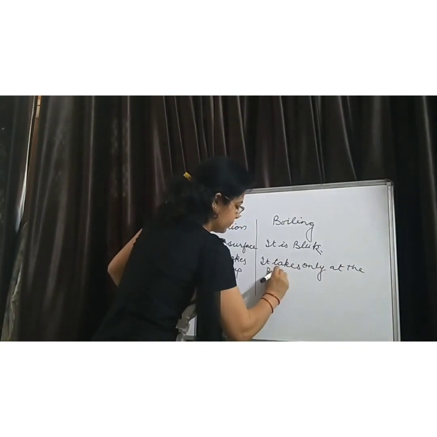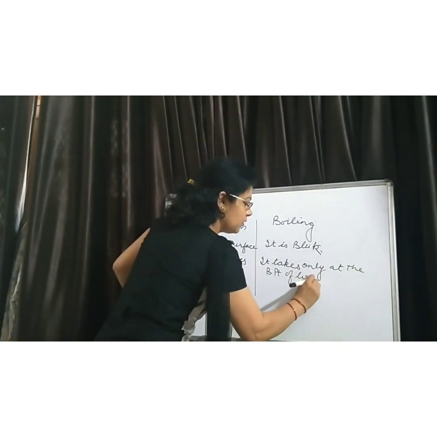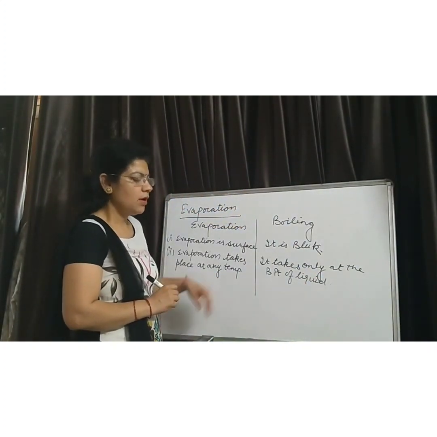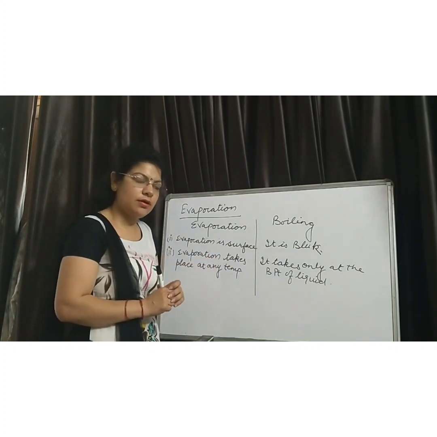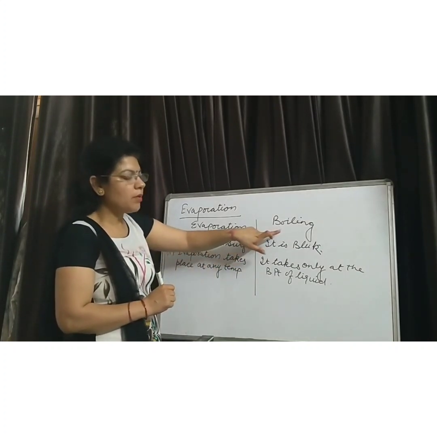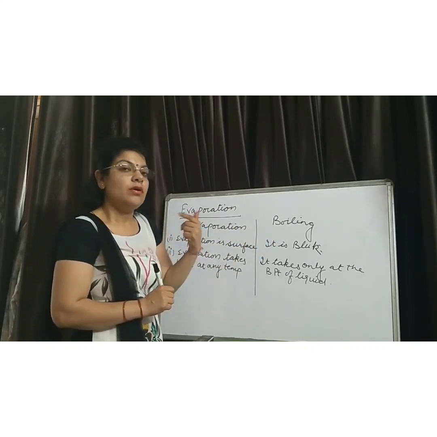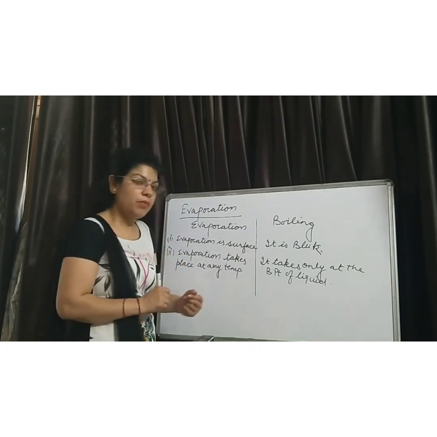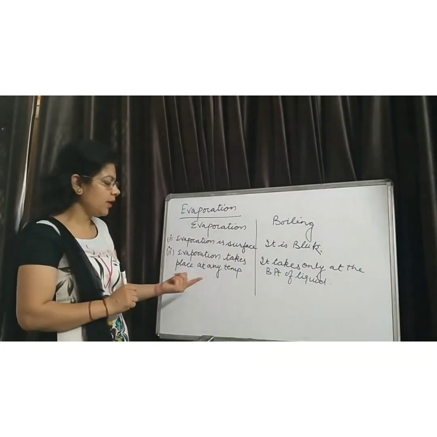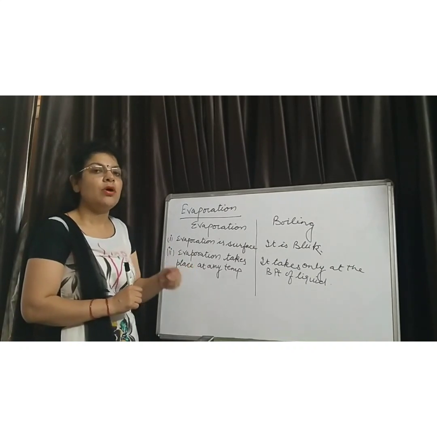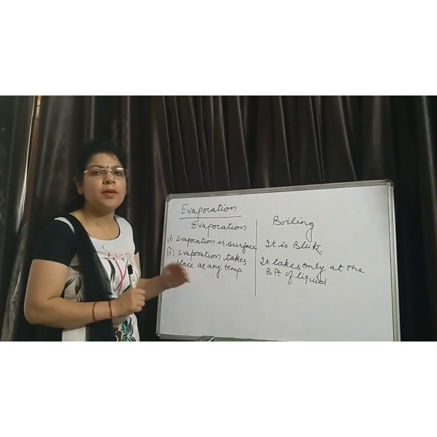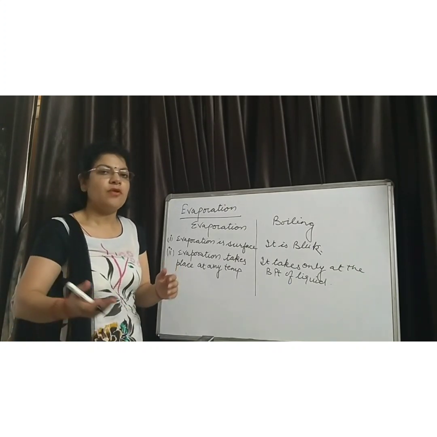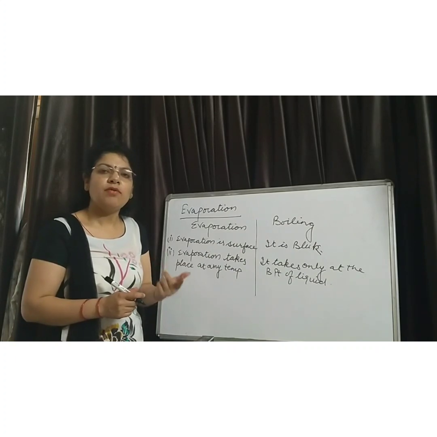For example, if we want to boil the water, as the boiling point of water is 100 degrees Celsius, the boiling of water always takes place at 100 degrees Celsius. But if we want to evaporate the water, it can take place at any temperature or even at room temperature. You must have observed that when you throw water on the floor, after some time the water evaporates.